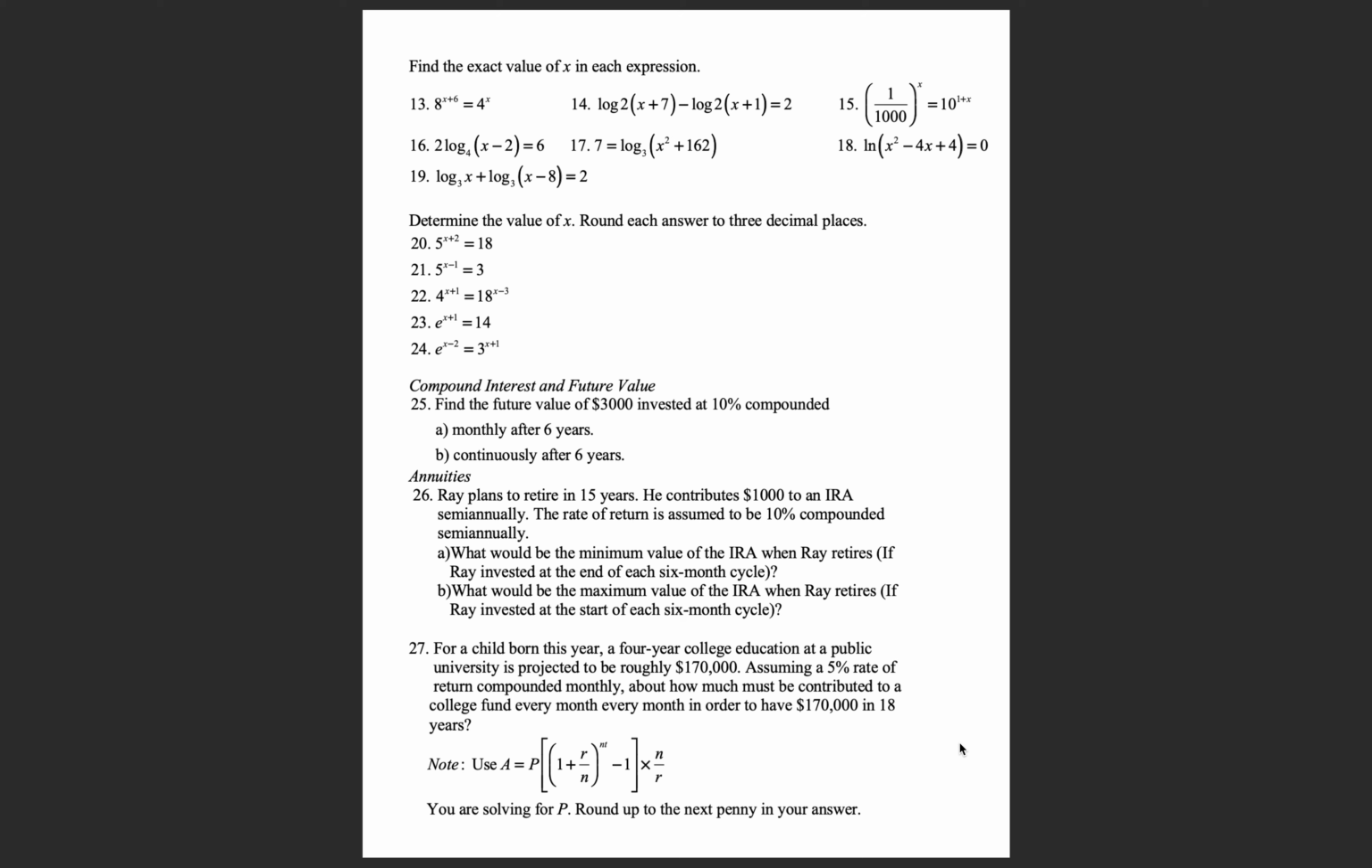For annuities, the compounding of interest and the deposits are going to be at the same frequency. Now, part A asks what would be the minimum value of the IRA after 15 years when Ray retires, that is, if Ray had invested at the end of each 6-month cycle.